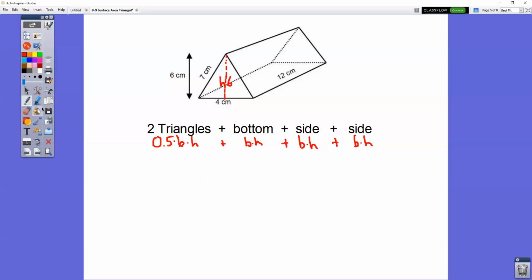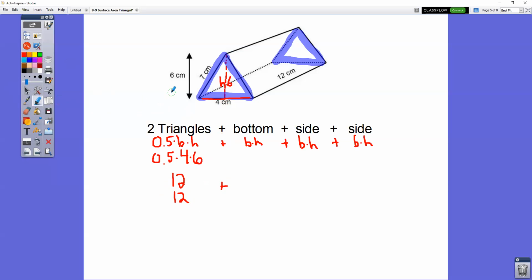So when we take a look at this, we want to take a look at our 2 triangles. When we take a look at our 2 triangles, I see that this has a base or bottom of 4 right here, and my height is 6. So 0.5 times 4 times 6 gives us 12. Now remember, you not only have one triangle, you have 2 triangles. I think one of the biggest mistakes that people make is forgetting that you have 2 triangles. So you got to write down 2 of the 12s.